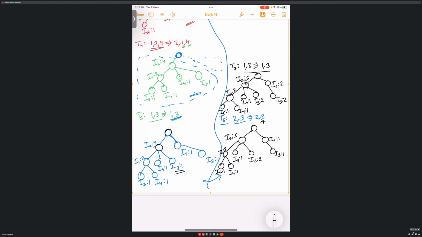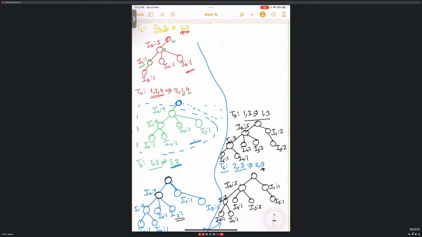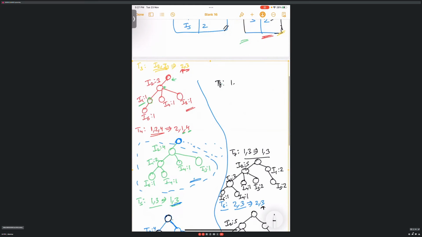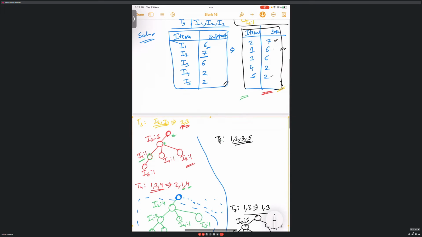T7. Now T8. 1 2 3 5. 1 2 3 5. Out of this I have to find. So 1 2 3 5. 2 will come first, then 1 will come, then 3, then 5, right?